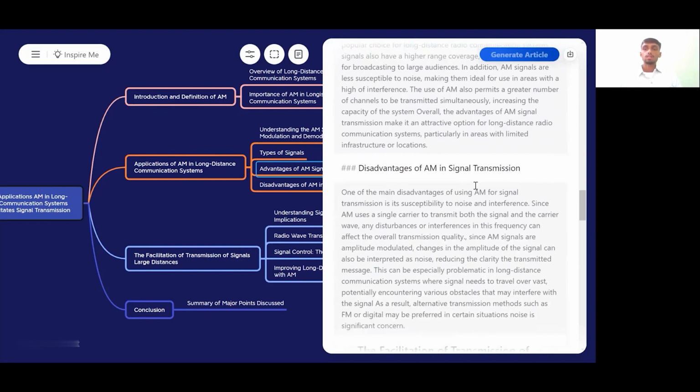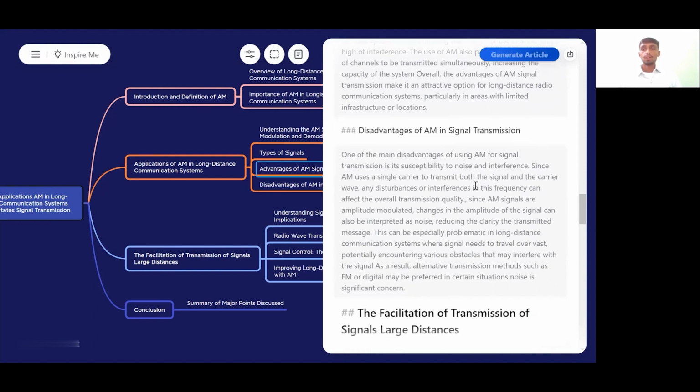And the disadvantages: one of the main disadvantages of using AM signal transmission is susceptibility to noise or interference. Since AM uses a single carrier to transmit both the signal and the carrier wave, any disturbance or interference in the frequency can affect the overall transmission quality.